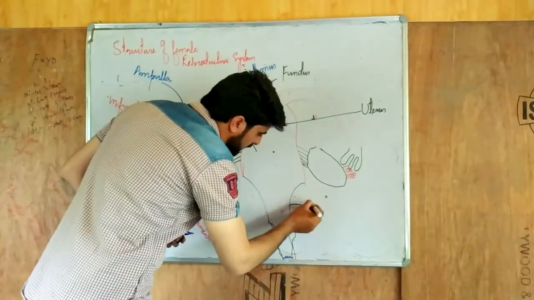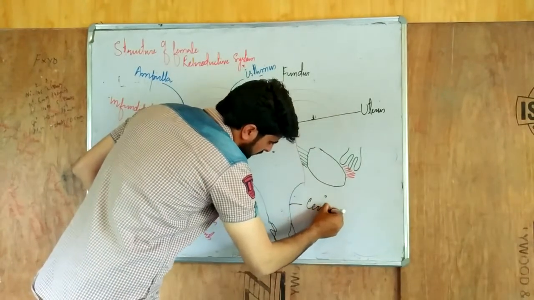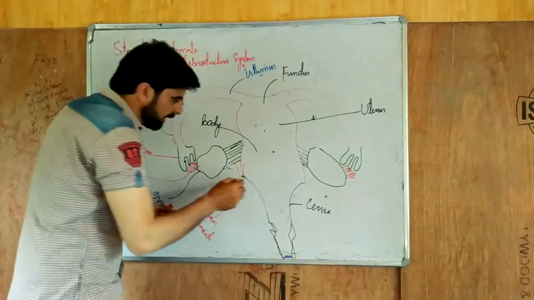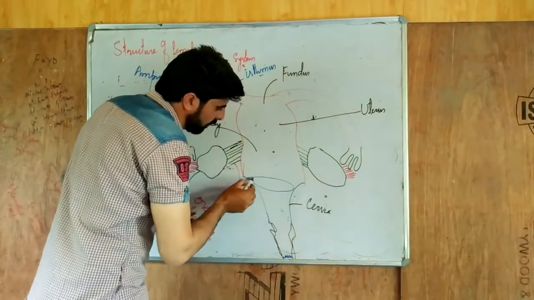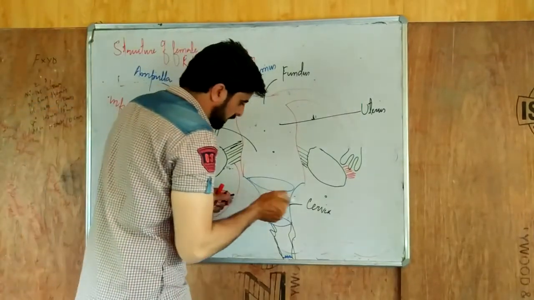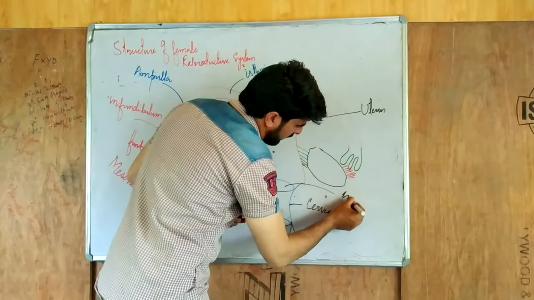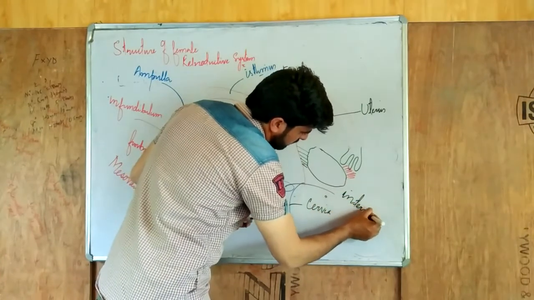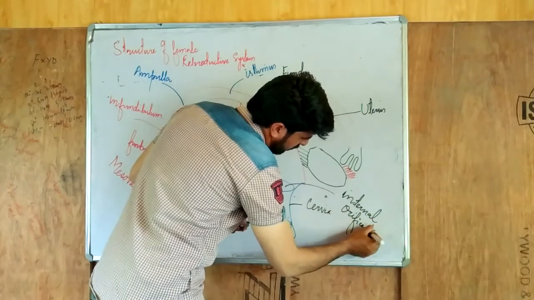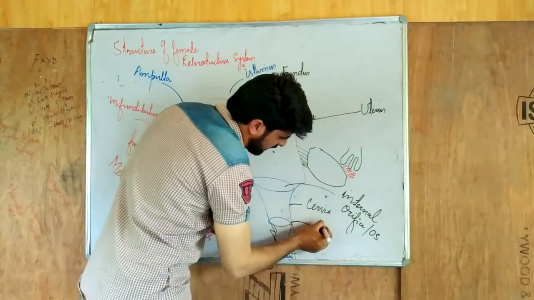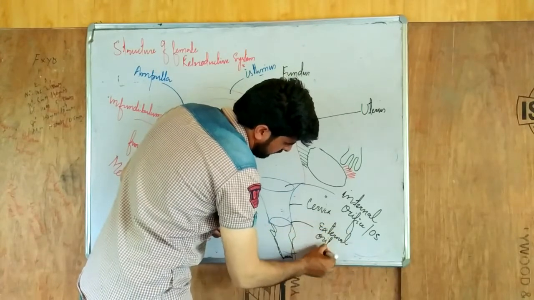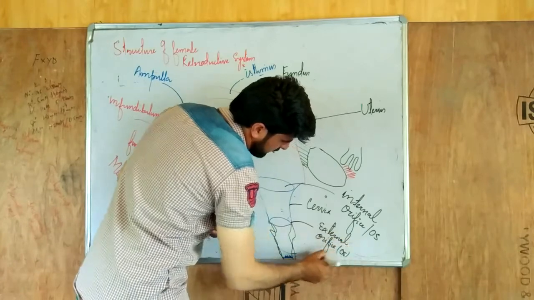Then after that we have a region known as the cervix. It is the narrower part of the uterus. This cervix also has openings. This is an internal opening and this is an external opening here. We call this internal opening the internal orifice, or in short form OS, and this is known as the external orifice, or in short form OS.